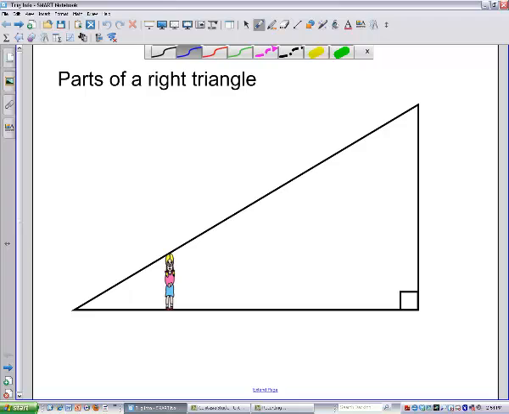Today, this video is called Trig Info, and what we hope you'll get before we're all done is some information about trig. We're going to start with the basic information that you should know, and that is what are called the parts of the right triangle.